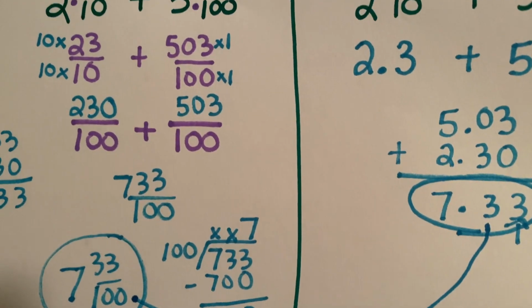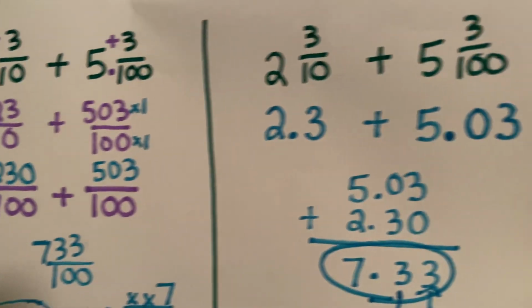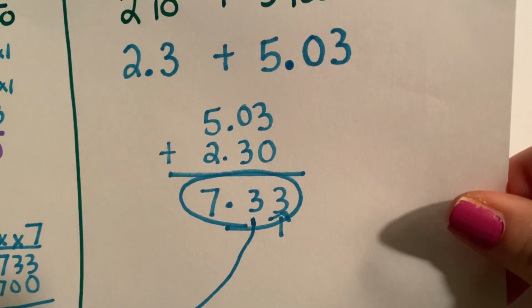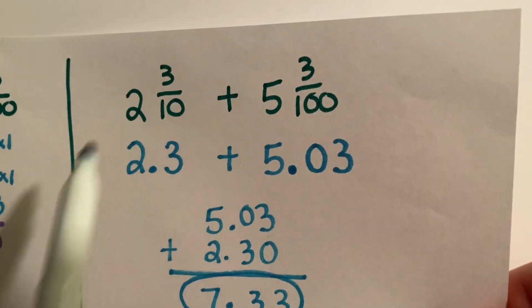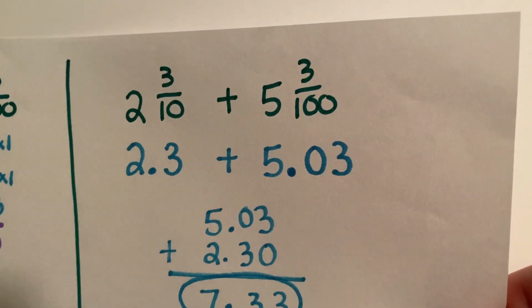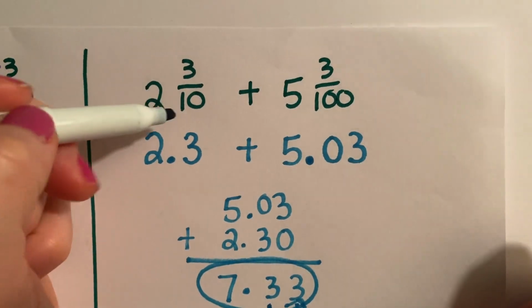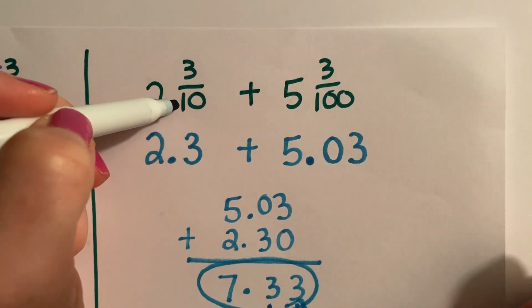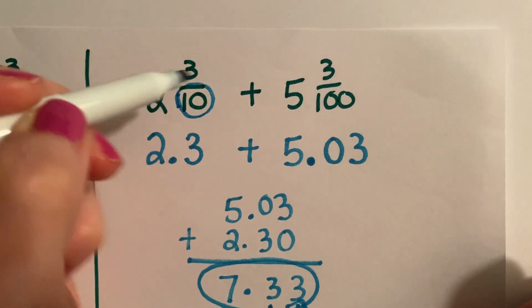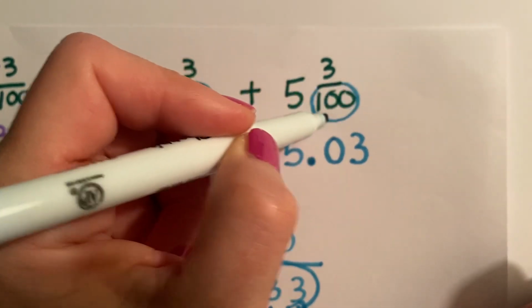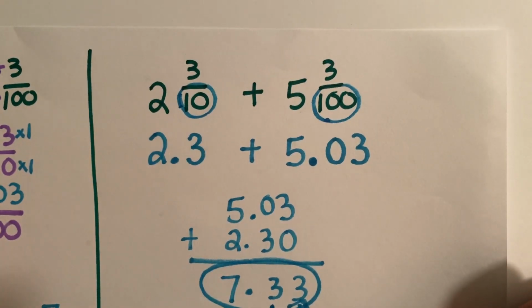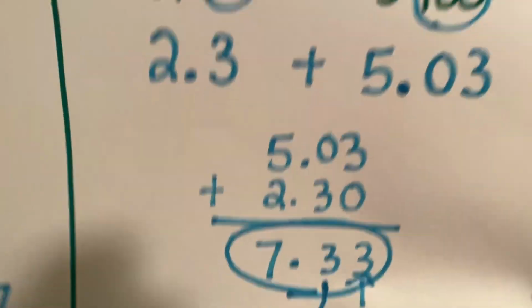Which method was easier? I would argue that the second method is easier. So when you're adding and subtracting with mixed numbers, keep an eye out for numbers like 10, 100, 1,000. Okay, let's try another one.